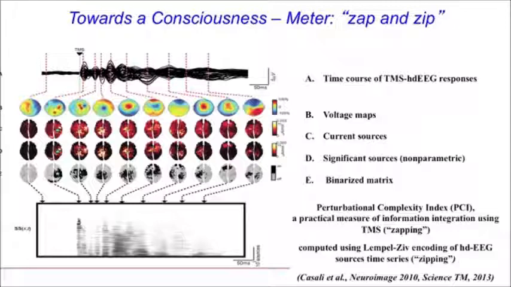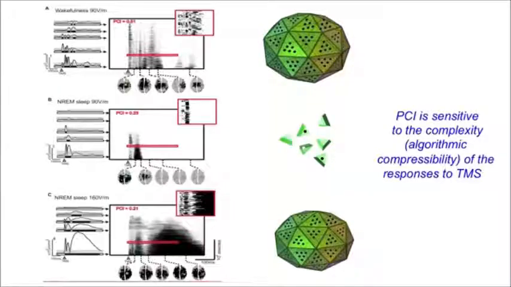And what you get is that in wake, you have a matrix which is hard to compress. In sleep, you have a matrix which is easy to compress, and you may even get a big response, like at the bottom, if you give a very big pulse, but it's homogeneous, and so it's easy to compress again. So it fits with the notion of integrated information. This PCI, the perturbational complexity index, is basically inspired by phi without being phi.